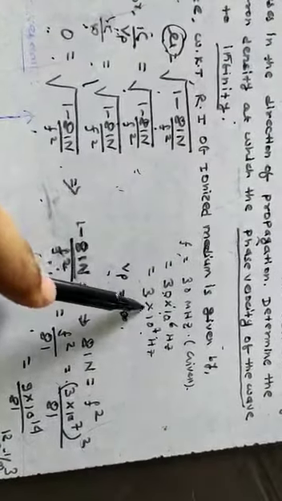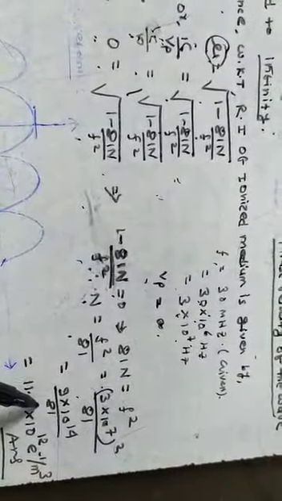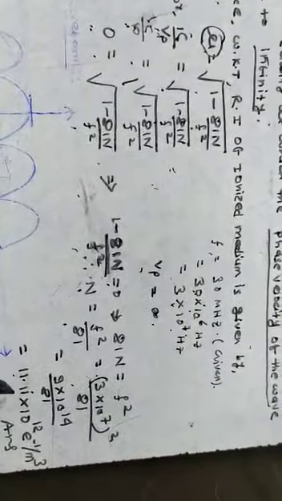F is given as 3 into 10 to the power 7. So just put the whole square upon 81. This will give you 9 into 10 to the power 14 divided by 81. After solving this, we will get 11.11 into 10 to the power 12 electrons per cubic meter.